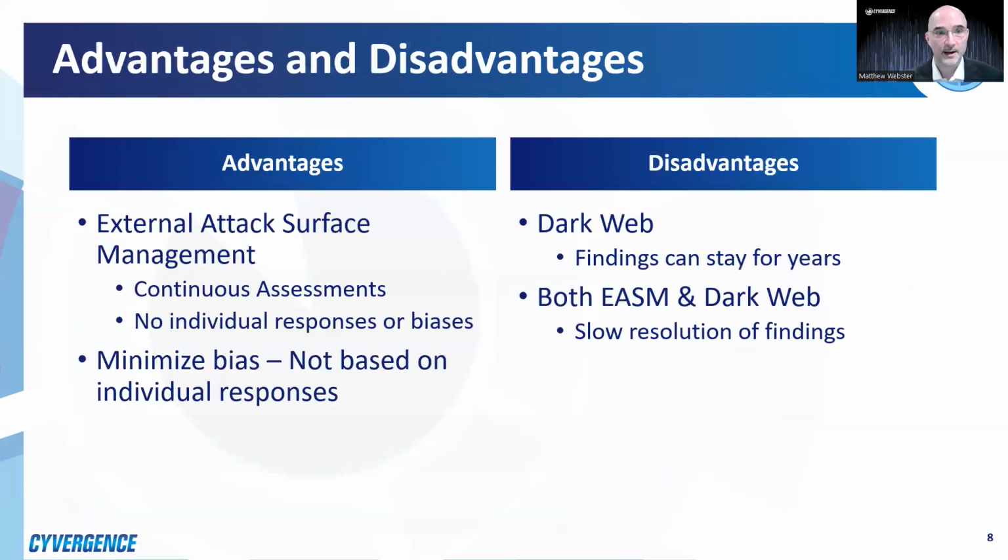So I talked a little bit about the advantages already, the external attack surface management and the dark web. But sometimes you do have slow resolution of findings on both, and that's something that is important. The other thing too that I think is great, and I'll reemphasize this again, is you get rid of the human bias. You're finding stuff that is actually there, especially with the external attack surface management. And is it going to be a true or a false in terms of that? Well, it's not a judgment call. It's there, it's tested, you know that you've got an issue.